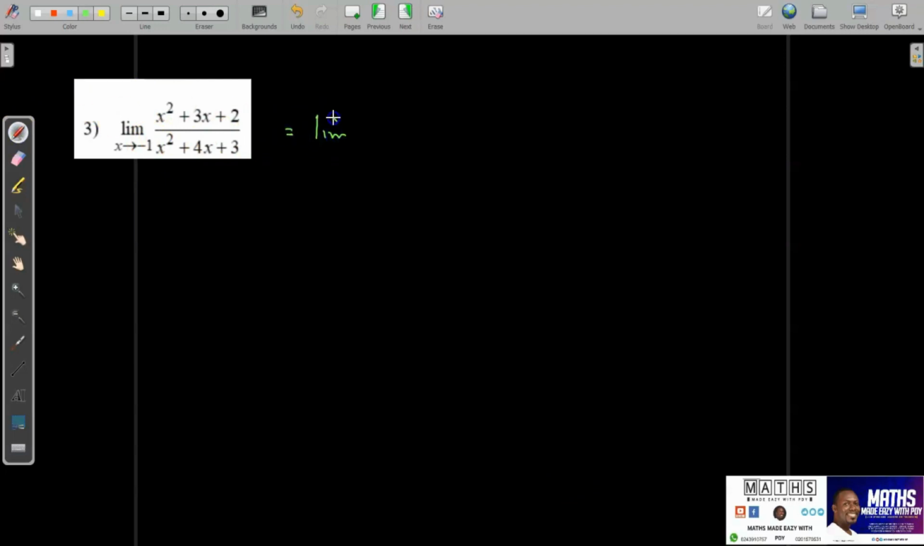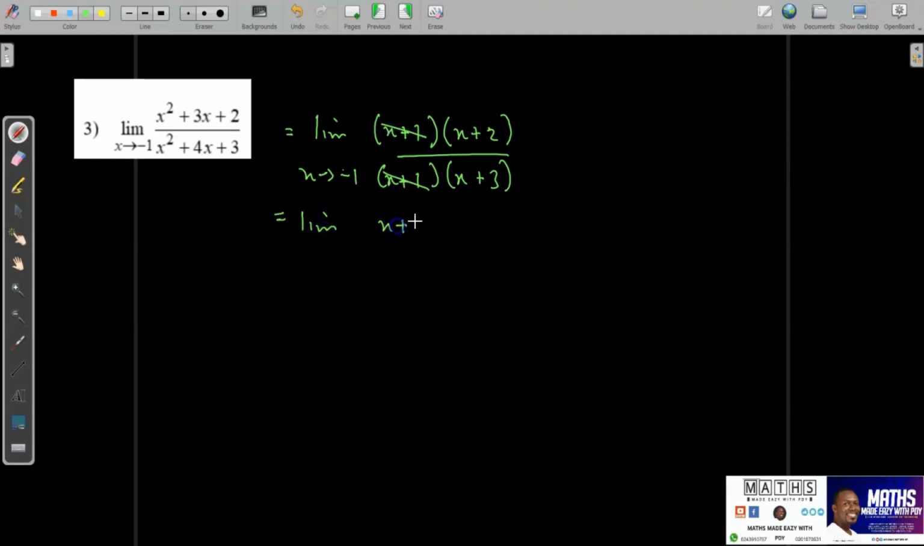So you have the limit of, what's the factor for s squared plus 3s plus 2? You have s plus 1 multiplying s plus 2, all divided by the denominator. What factors are we going to have? We have s plus 1 and then s plus 3, as s approaches negative 1. So we do away with the common factors and we are left with the limit of s plus 2 all over s plus 3. Excellent.